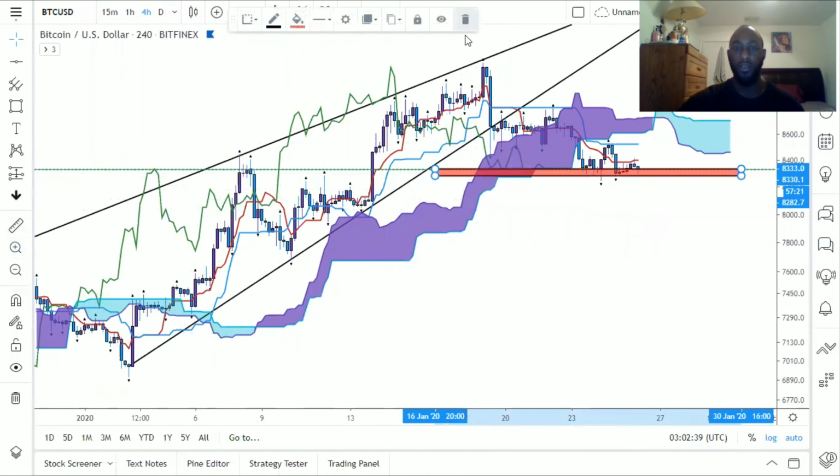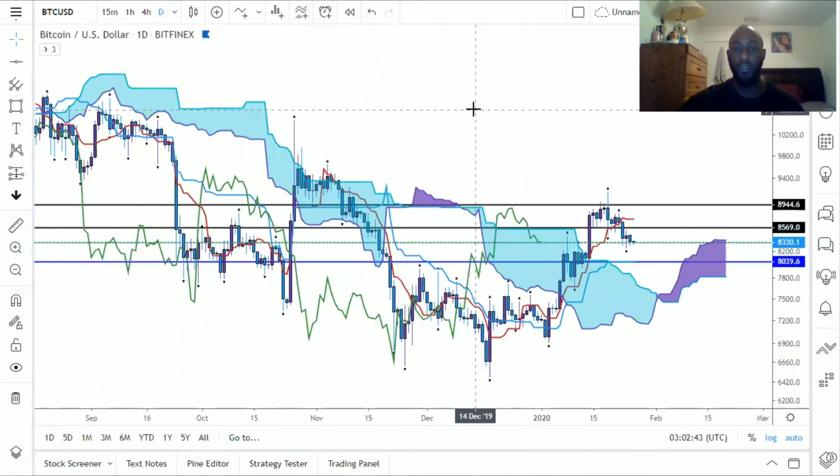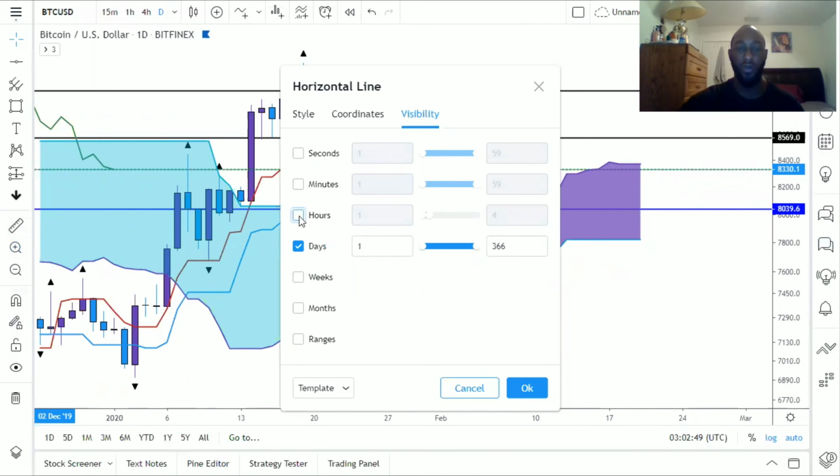All right. So let's go back to the daily time frame. Daily support and resistance was always going to be stronger than the lower time frame support and resistance as well, just to let you know. So let's go ahead and throw it in there.